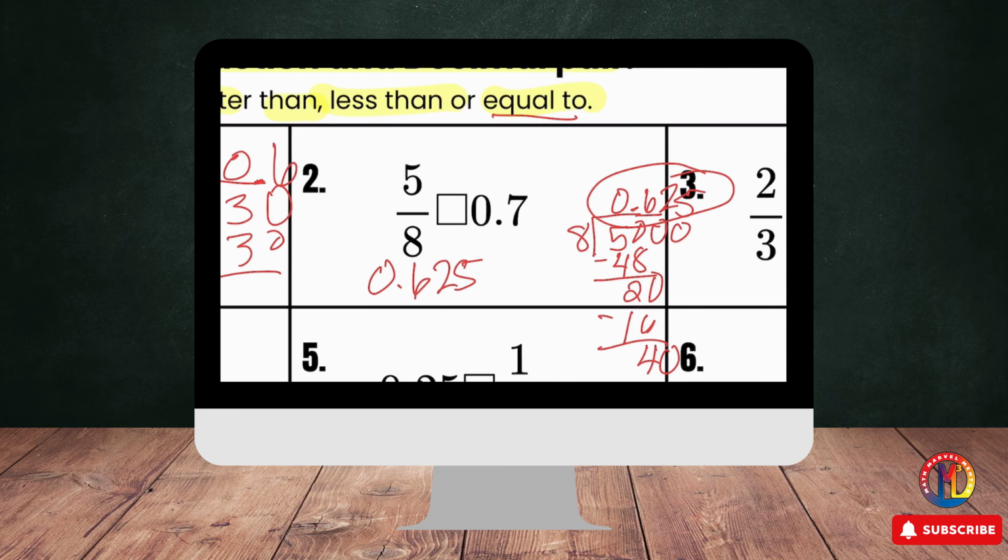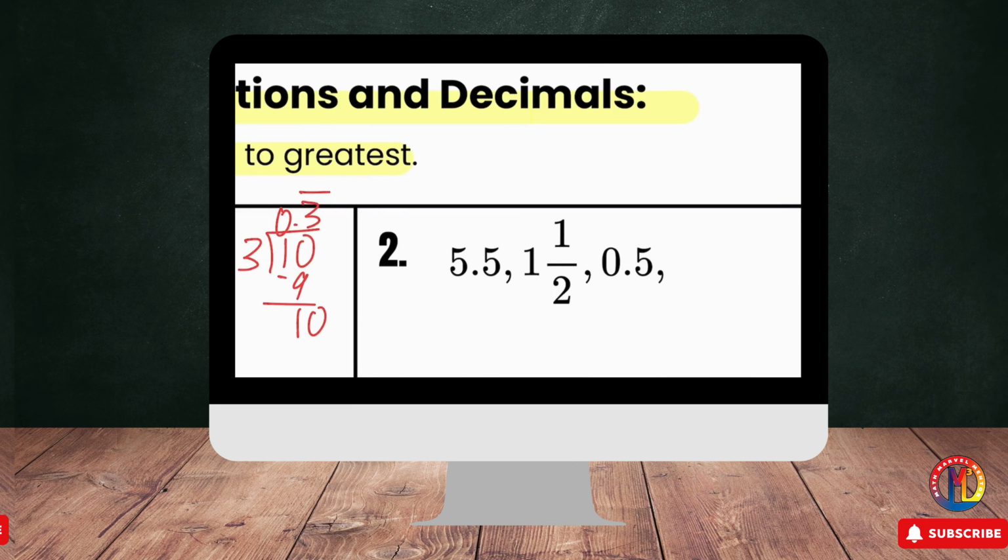625 thousandths compared to 7/10. Okay, so 7/10 is greater than 625 thousandths, so the 7/10 is greater. So when I write my inequality, we're going to say the whole number sentence here: 5/8 is less than 7/10. Let's check our answer here.